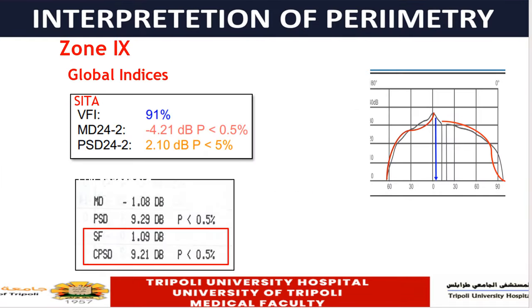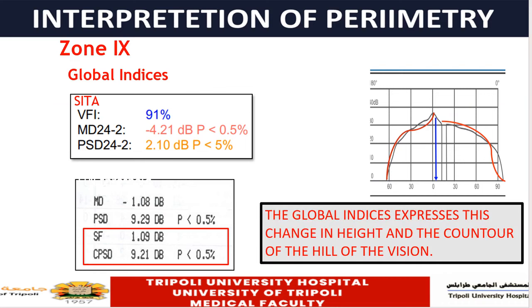As I said, the global indices give us an idea about the shape of the hill of vision. Now, to describe the hill of vision, we have to describe the contour and the height of the hill of vision. The contour of the hill of vision is represented by pattern standard deviation and corrected pattern standard deviation. However, the height is expressed by the mean deviation. And as I said, in the theta strategy, you will find only the mean deviation and the pattern standard deviation. However, in the full threshold strategy, you will find also the short-term fluctuation and the corrected pattern standard deviation.